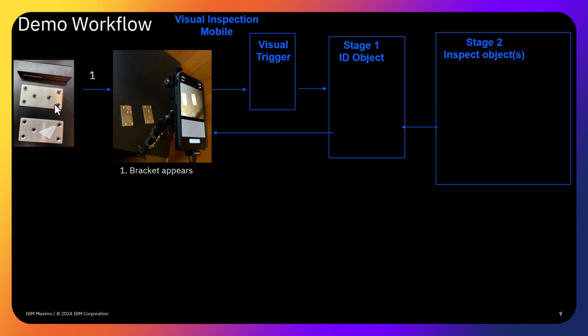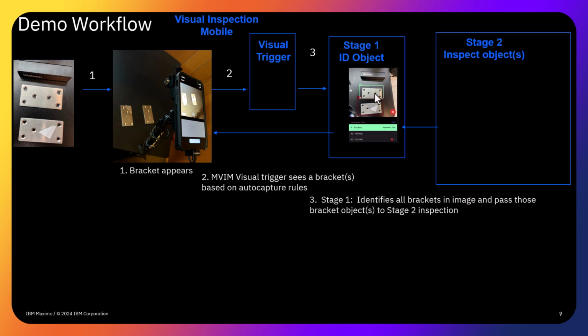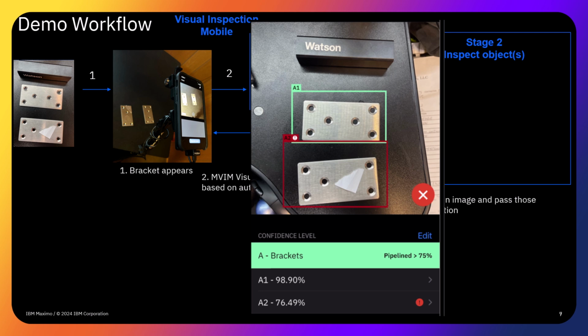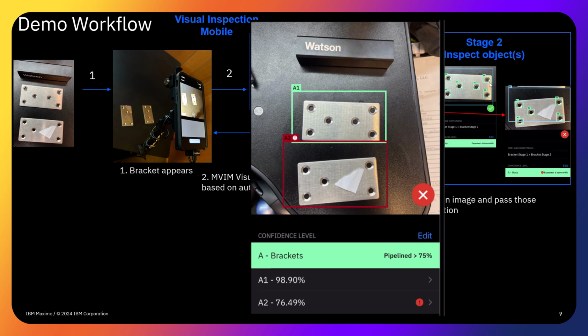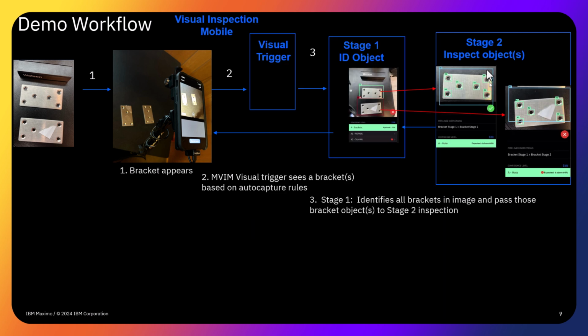Over here on the far left, you'll see that we have some brackets we're going to be inspecting in this demo. We've got 2 brackets that show up underneath the phone. We inspect it. The first stage identifies the brackets themselves. So you see that we identified 2 objects called brackets here. Each one of those brackets is sent to the second stage inspection, where each bracket is inspected in isolation.